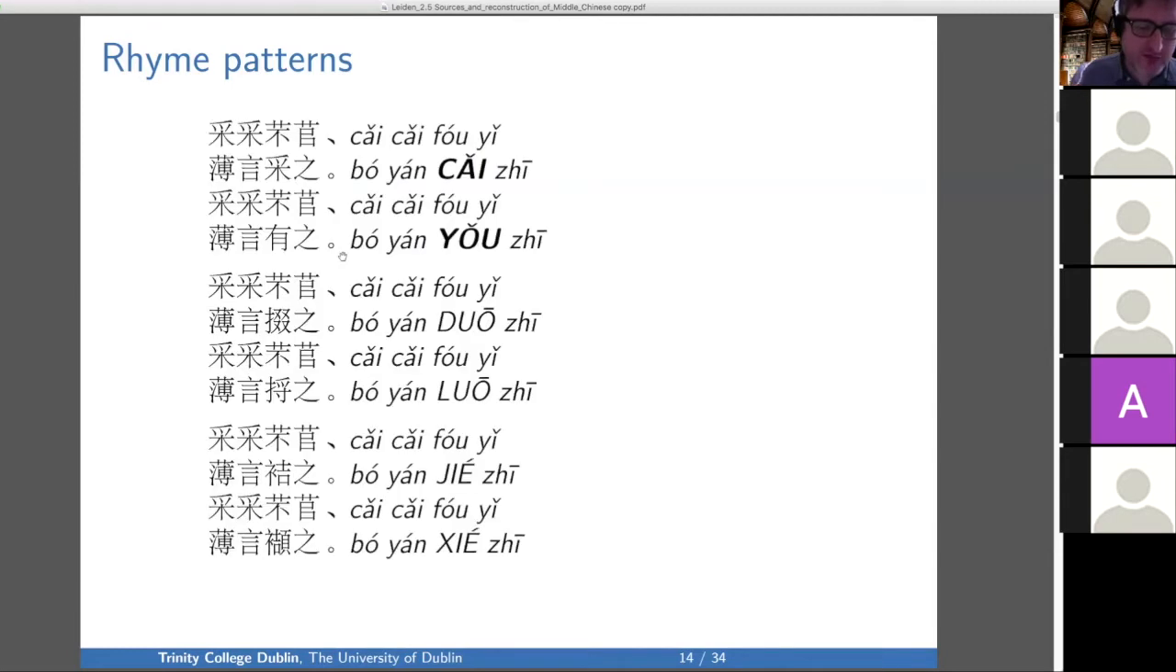Okay, so if you look at one of the odes in the Book of Odes, as you will find it on the internet or in Song Dynasty print versions, and read it using the pinyin pronunciation of Putonghua, you will be able to tell that it's intended to rhyme. If we look at the second stanza, you have duo and luo rhyming. And in the third stanza, you have jie and xie. So it's clearly intended to rhyme. But in the first stanza, you see that cai and yo are rhyming, and that doesn't seem like a very good rhyme in Putonghua.